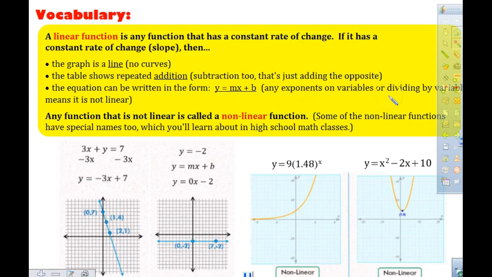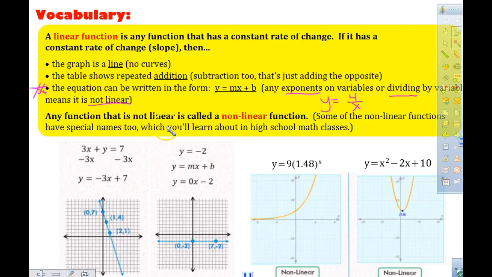Any exponents on variables or dividing by a variable means it's nonlinear. This is really big, okay? This is one that students sometimes miss. If you have an exponent, what are my exponents here for the y and x? They're understood to be ones. We don't write them in. So if you have an exponent other than 1, or you're dividing, what does dividing look like? It might be something like this: y equals 4 divided by x. That is going to be nonlinear.